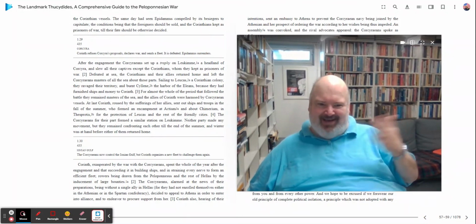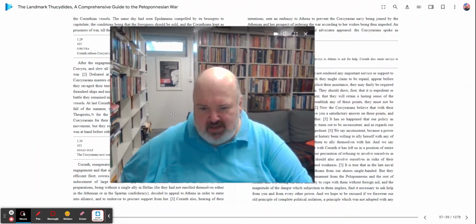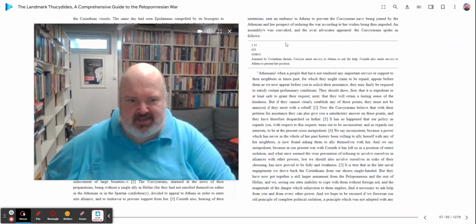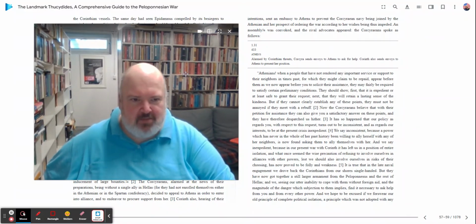Corinth, hearing of their intentions, also sent an embassy to Athens to prevent the Corcyraean navy from being joined by the Athenians, and her prospects of ordering the war according to her wishes being thus impeded. An assembly was convoked, and the rival advocates appeared, and the Corcyraeans spoke as follows.